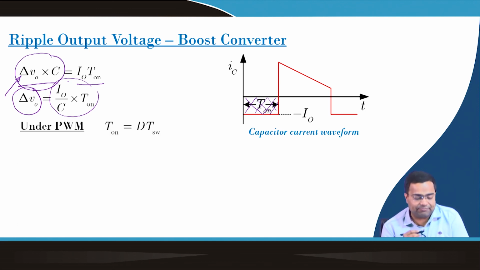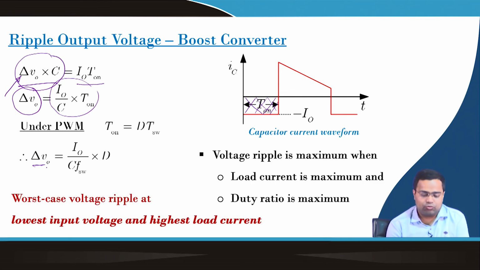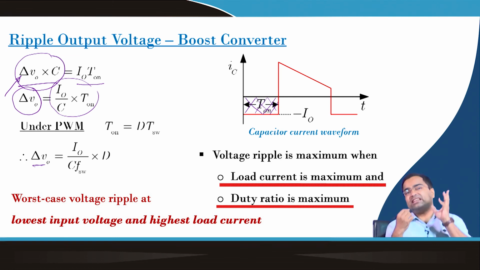So, you can find out under pulse width modulation, the output voltage ripple is maximum at maximum duty ratio, and it is also maximum at maximum load current. So, the worst case output voltage ripple will happen at highest load current condition and highest duty ratio, that means the lowest input voltage condition. So, this is different from the buck converter example.